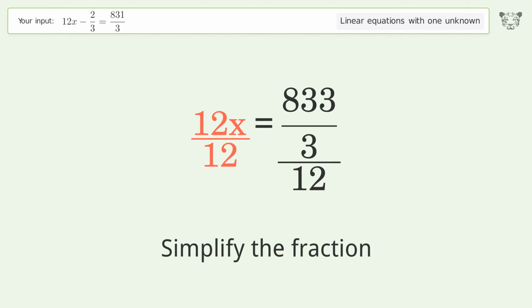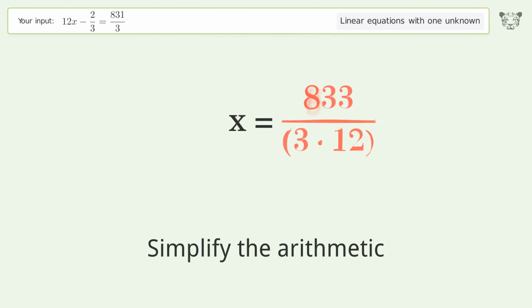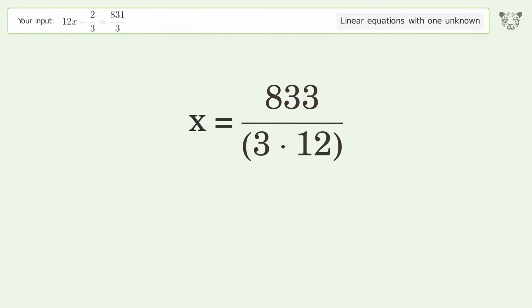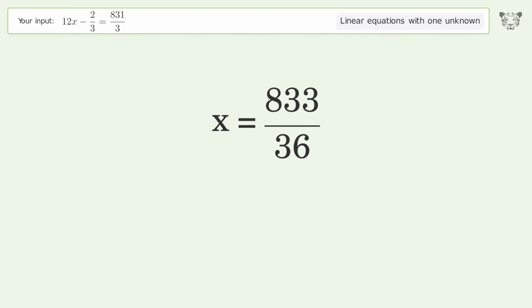Simplify the fraction. Simplify the arithmetic. And so the final result is x equals 833/36.